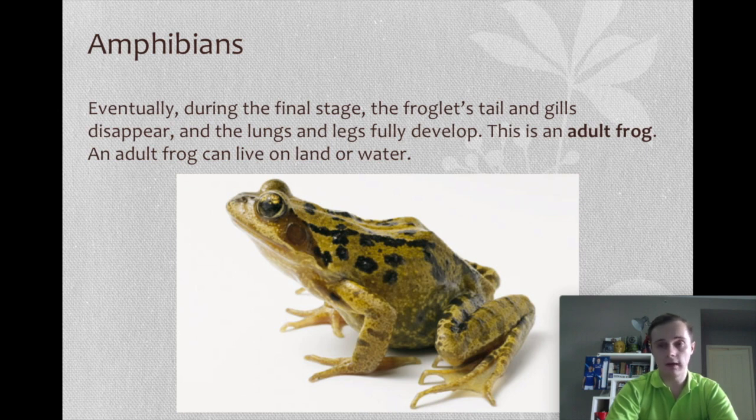Eventually, during the final stage, the froglet's tail and gills disappear. So it no longer has the tail, no longer has the gills to breathe. And its legs and its lungs fully develop. So this is an adult frog and it can live on land or in water.